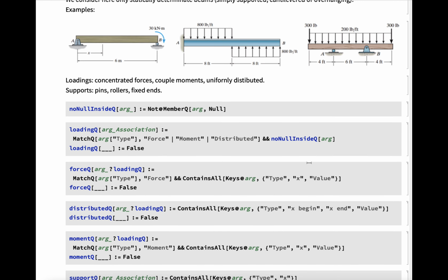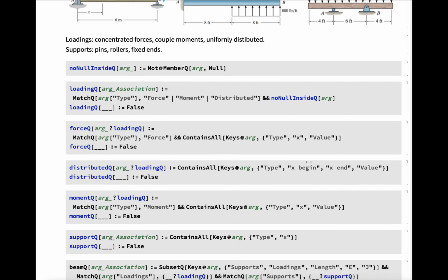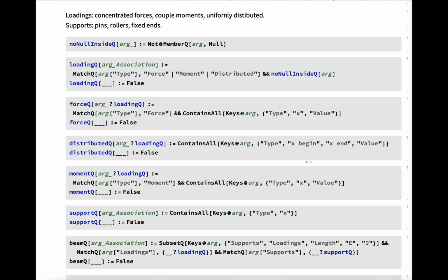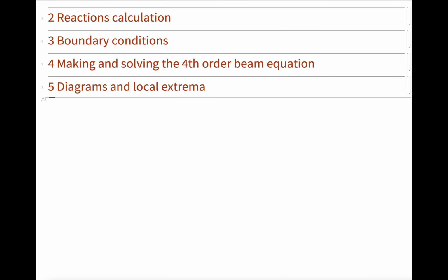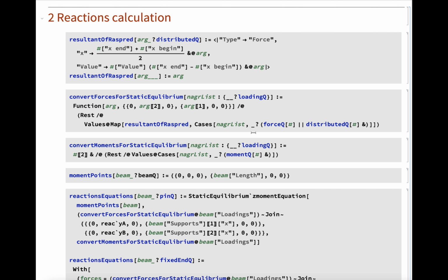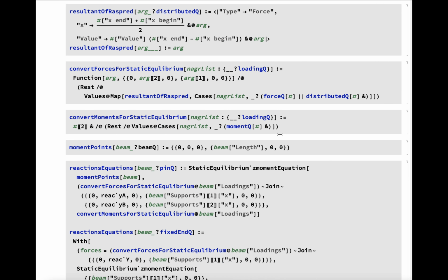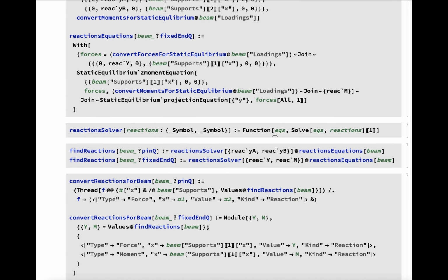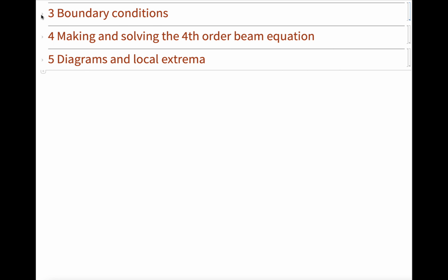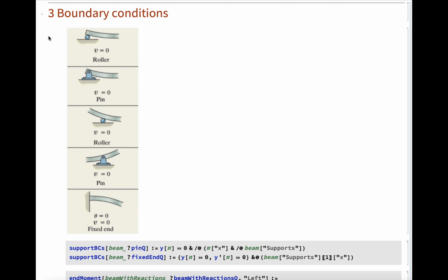So, in the first section, you see several predicates that allow to determine which load is applied to our beam and which support it has. All the data for a beam is stored as an association. The code in the second section calculates the support reactions. Well, nothing particularly interesting here, simple moment equations about 2 points and the solution. Let's move on. The boundary conditions depend entirely on how the beam is supported. The code below takes into account all the cases shown in this figure.